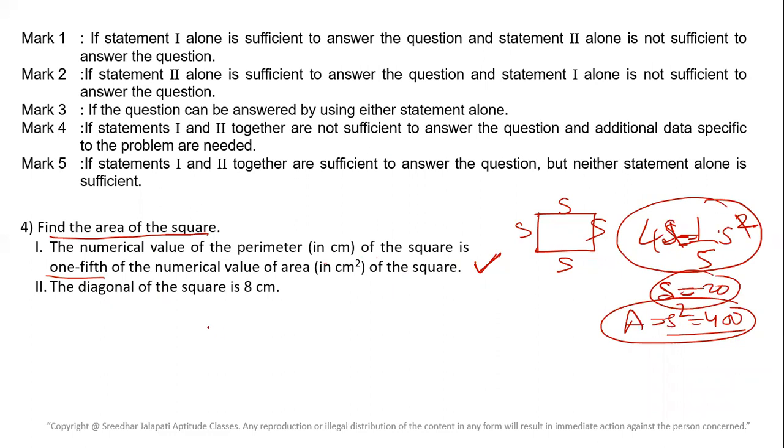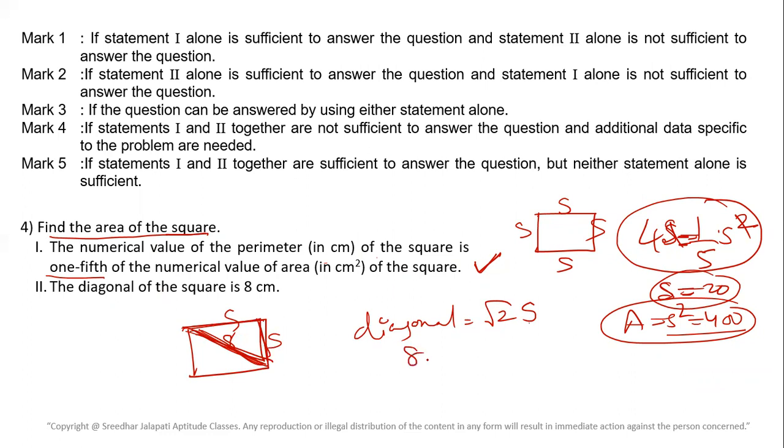The diagonal of the square is 8 centimeters. If the diagonal is 8 centimeters, by the way, we all know in a square, the length of the diagonal is root 2 times the side. Because if you apply the Pythagoras theorem, as these two are equal sides, hypotenuse square is side square plus side square. So the diagonal is root 2 s. We are given the diagonal as root 2 s. From this, you can find the s value as 8 by root 2, whatever it is.